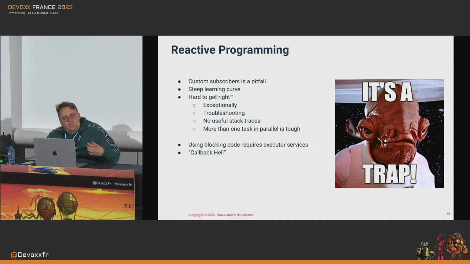But the typical question on my previous talks about Helidon SE is, how do you debug it? Well, System.out.println is the best thing you can do there. You don't have wonderful stack traces that you can read. If there are more tasks running in parallel, it's really, really tough. And of course, how many of you know the combination like callback hell? You really can easily get into callback hell and it will be painful.